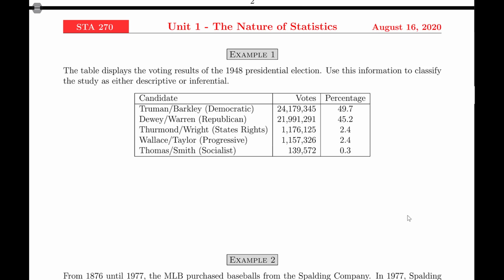So this first column shows the number of votes that each candidate received. The second column shows the percentage of the total votes that candidate ended up receiving. What we want to pay attention to when we're trying to classify this is that first column shows the exact number of votes that each candidate received. It's not a sample of the number of votes that the candidate received. So since this is all the votes that were cast in this election, we can define this one to be a descriptive study.